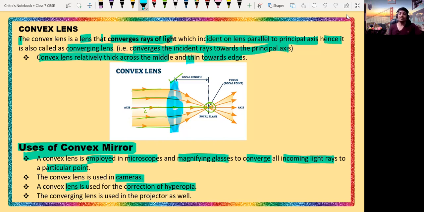Next, the converging lens is used in projectors as well. So in a projector, convex lens is also used.